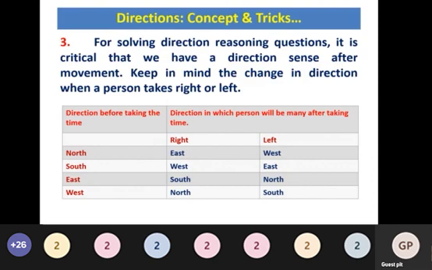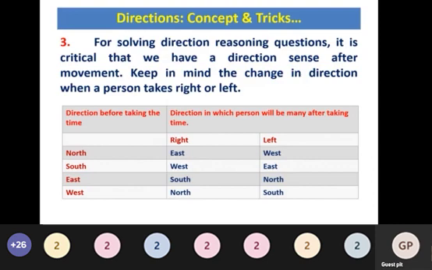For example, take the direction before taking the turn. If the person is facing north, if he moves right it means east, and if he moves left it means west. This particular table is also very important. If the direction before taking the turn is south, if he takes right it means west, and if he takes left it means east.